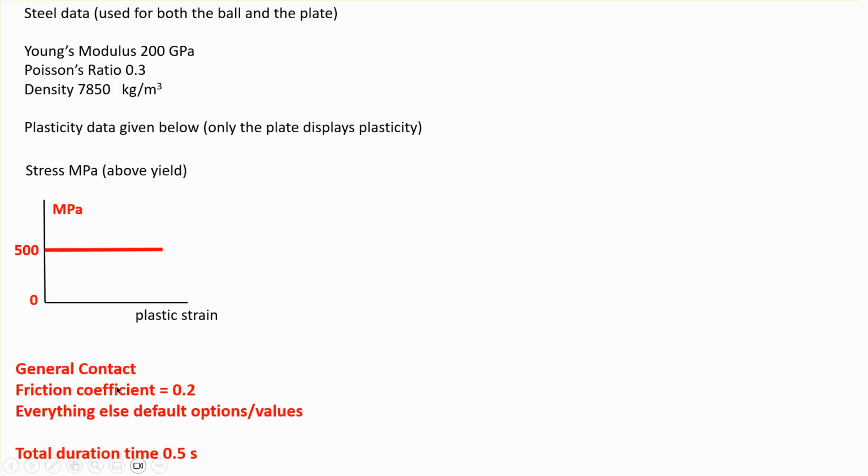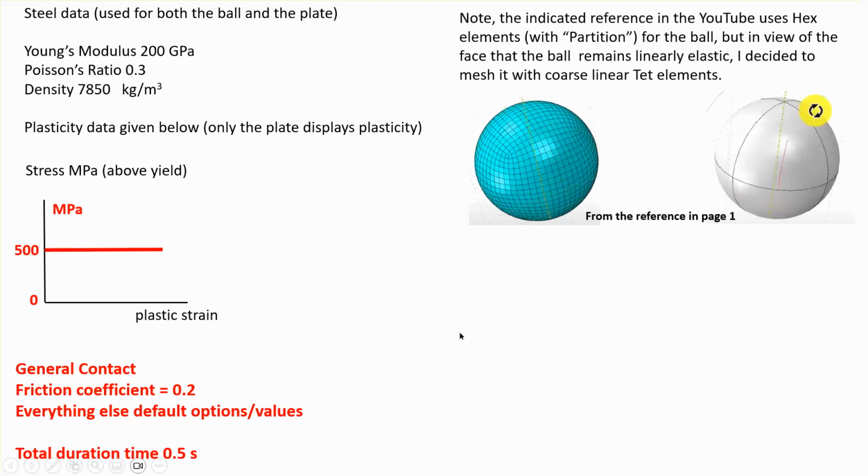The properties are assumed to be the friction. I want to be using general contact, and the friction coefficient between all involved surfaces is 0.2. Everything else is done default, and the duration of the motion of the ball, from 5 meters above the midplane until it hits, and then letting it go a little bit more, is 0.5 seconds.